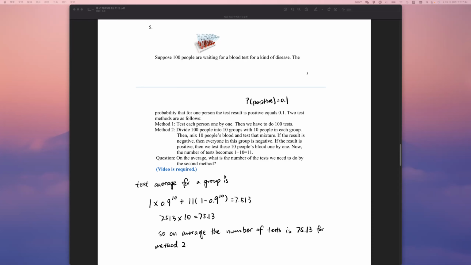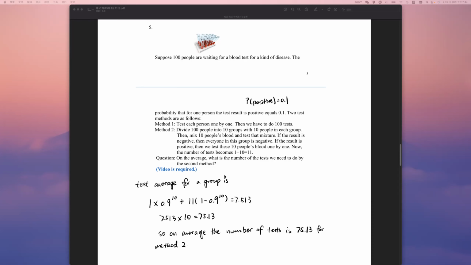And the second case is when the mixed texture is positive. So we need to test the 10 people's blood one by one. This probability equals 1 minus the probability of the first case, because this is the complement of the first case. So in the second case, we need to do a total of 11 tests for one group.